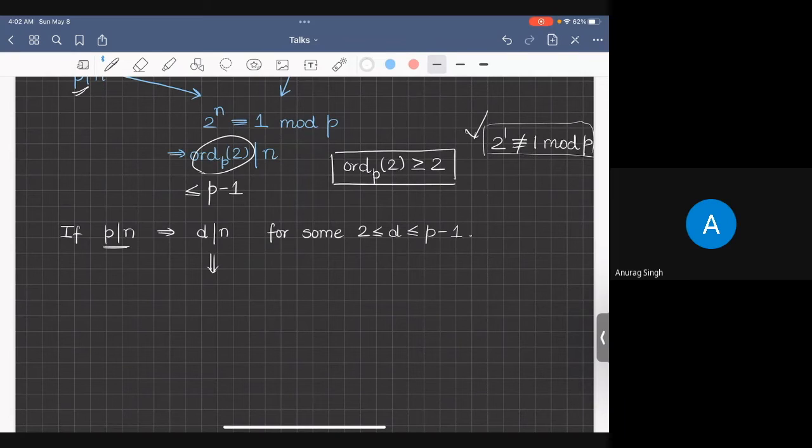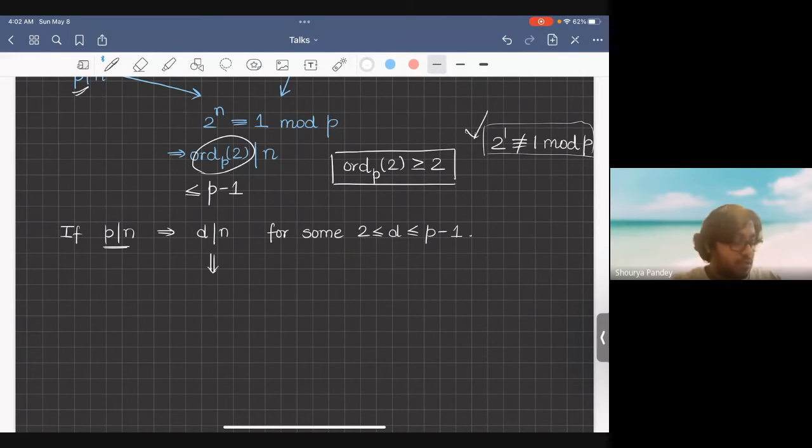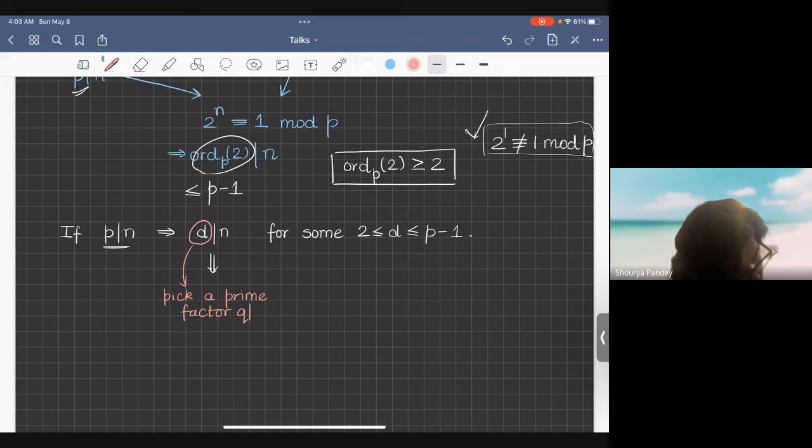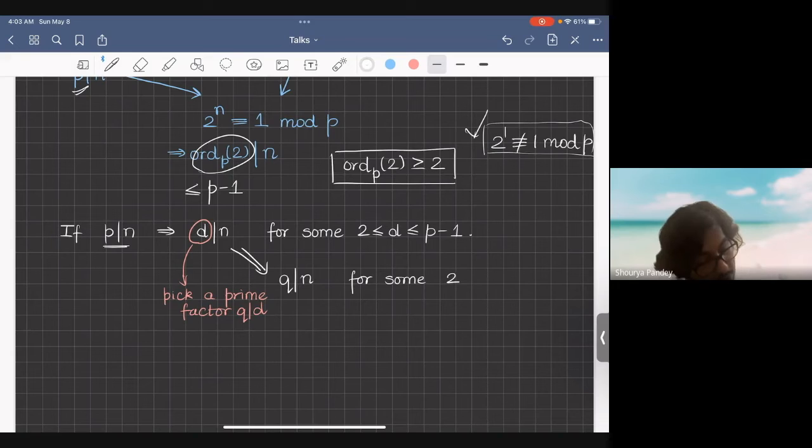We can take the smallest prime that divides n. But just going by this itself, what this means is, if I take a prime factor of d, pick a prime factor q of d, what this implies is that I have another prime q between 2 and p minus 1 that divides n, right? More importantly, it's strictly less than p.